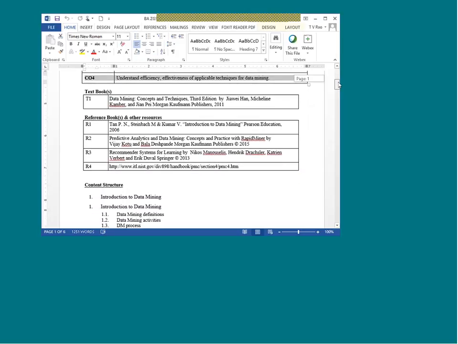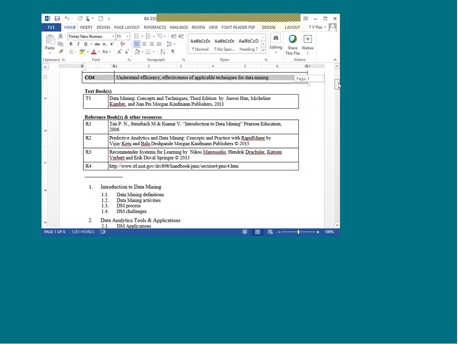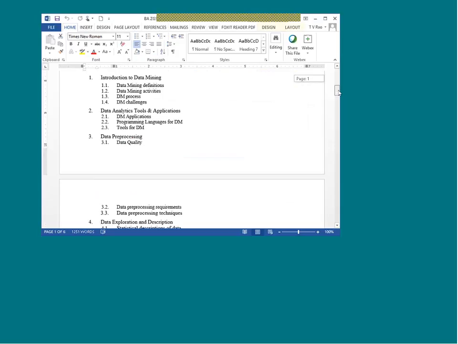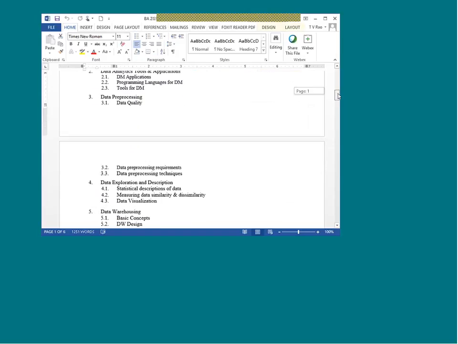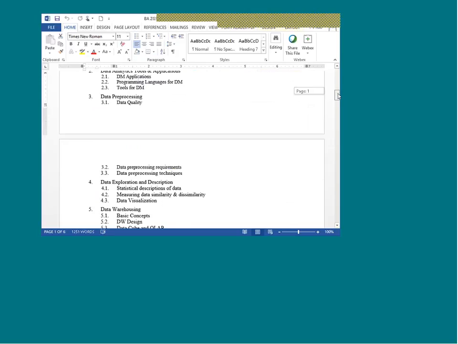Here are the books, and the course content will be that we will be spending some time on the introduction and analytic tools and applications. Maybe first two classes will go into that. Then we are going into the core of the subject. First, we will learn about how to do the data pre-processing. The real-world data may not be ready for doing the analytic tasks right away.